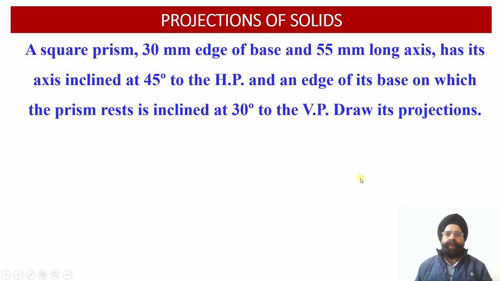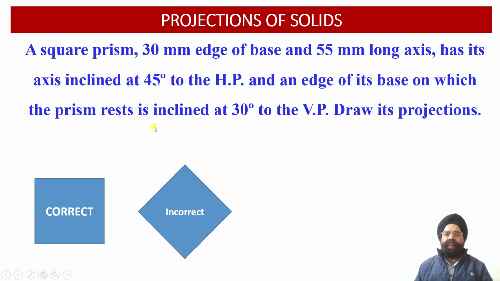Now here we have been provided with an oblique square prism, which has a base edge equal to 30 millimeter and an axis height equal to 55 millimeter. This square prism has its axis inclined at an angle of 45 degree to the horizontal plane while it is resting on one of the edges of its base on the horizontal plane. So let us first evaluate the orientation of the square prism with respect to the horizontal plane.